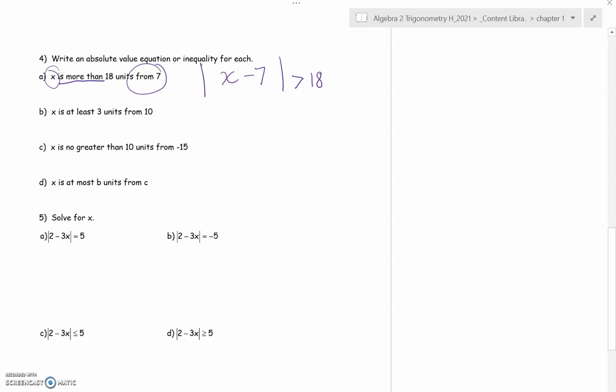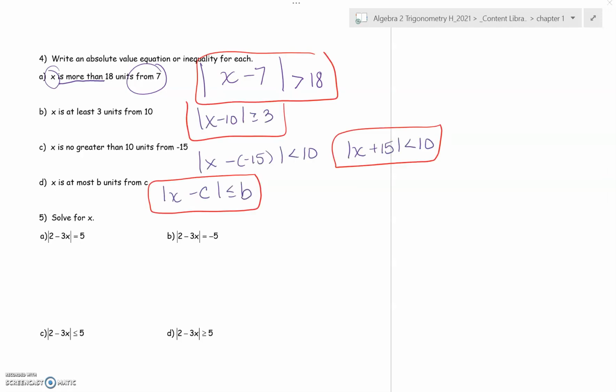Give it a try. Okay, so let's see what you got for B. Notice it says x is at least 3 units from 10. So at least 3 would be greater than or equal to. And if x is from 10, that means how far is it from? So we're trying to find a distance, so you would subtract. Just like no greater than 10, so that would be less than. And how far is x from negative 15? So if you subtract, x minus a negative 15 is plus. So if I say x is at most b units from C, I'm trying to find out how far x is from C. So that's a distance. And at most would be less than or equal to.